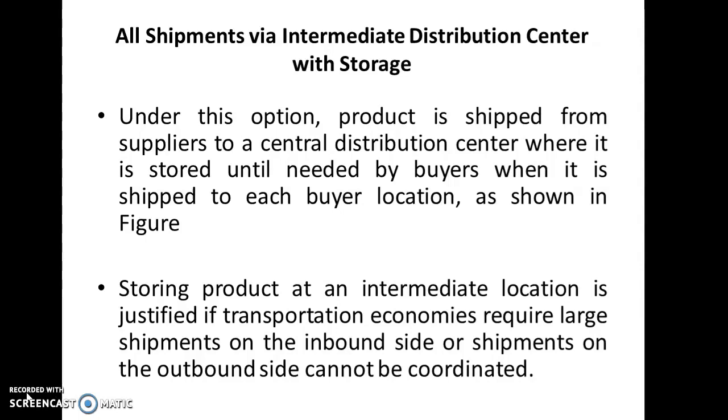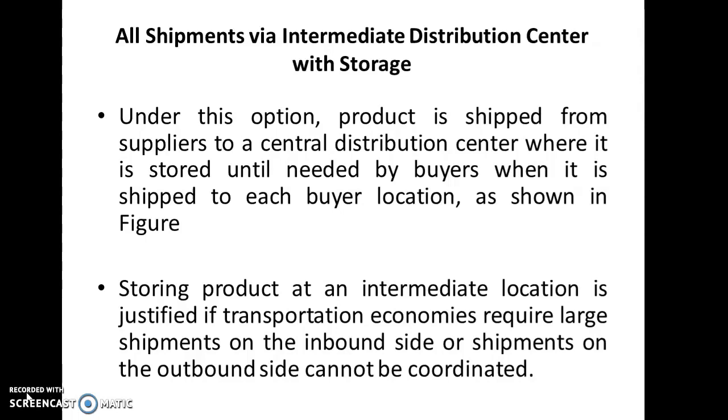So the essence of this model is that the products are shipped to the central distribution center where they are stored in the warehouse, and then from this warehouse they are shipped to each buyer location. You can apply this model when the inbound transportation is very large. That means the products are moved from the manufacturer to the warehouse in large size, but at the same time the shipments on the outbound side, that is to the buyers or customers or retailers, cannot be coordinated in a particular time or in a particular slot like that.